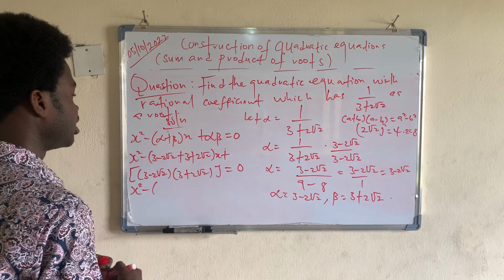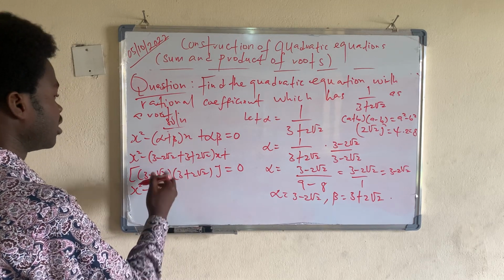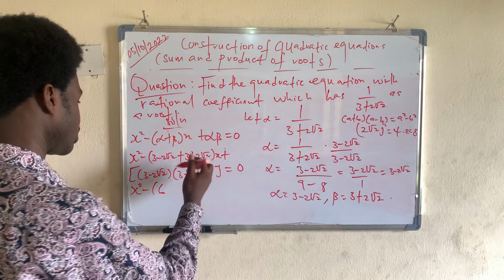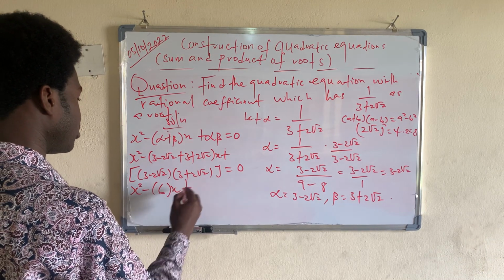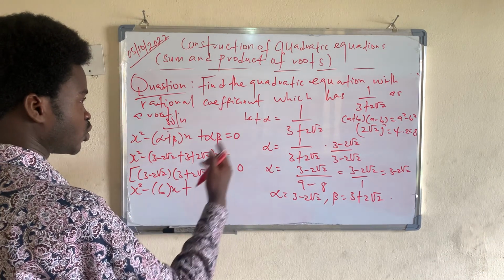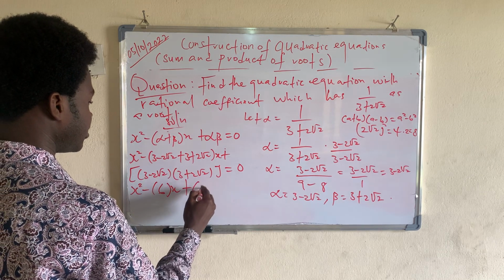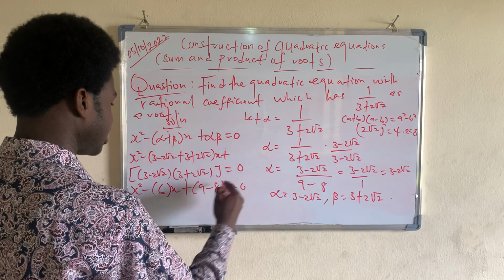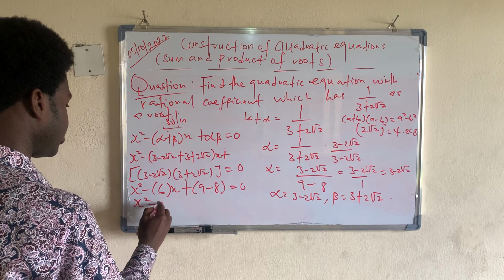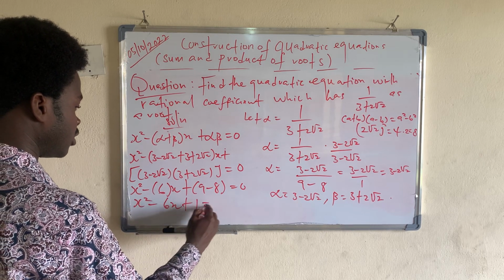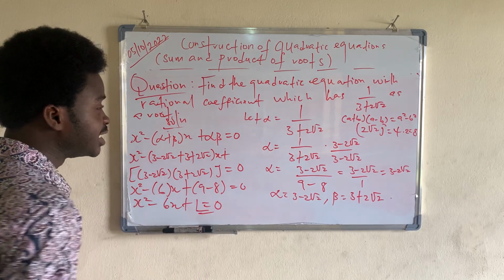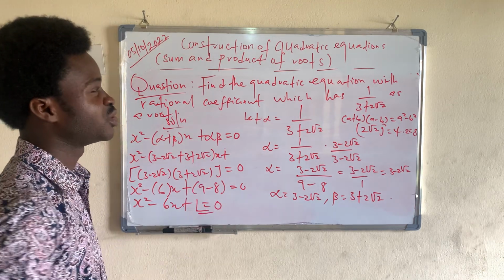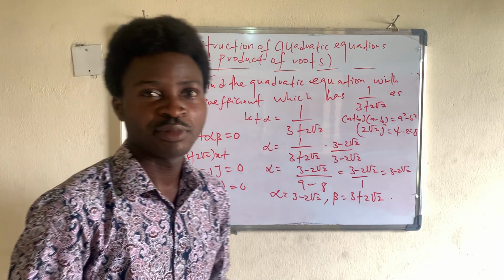3 plus 3 is 6, so I have 6. Minus 2√2 plus 2√2 is 0, so it means I have −6x. Plus, the difference of two squares, just what we did here, is 9 − 8, which is 1. So we have x² − 6x + 1 = 0, and this is the required quadratic equation we have to obtain in the problem on the board.